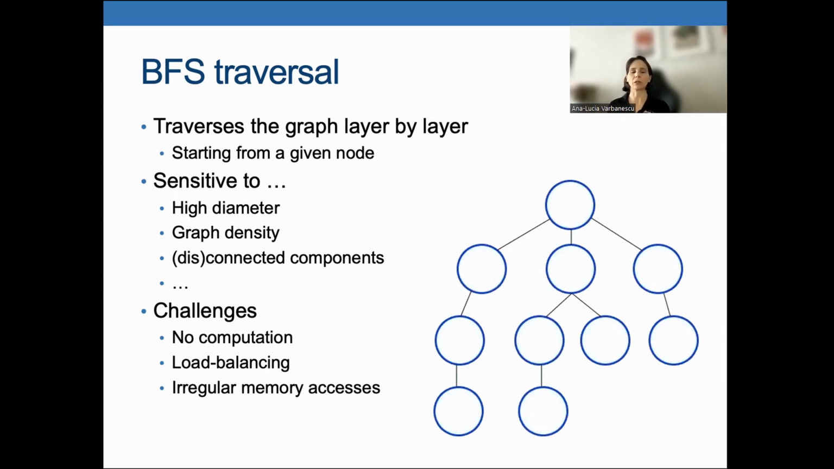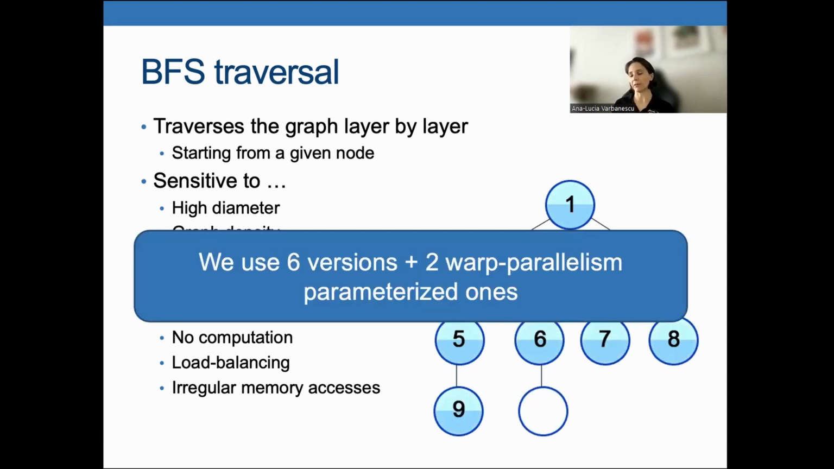The challenges here, of course, are that there's very little computation. Load balancing could be an issue, depending on how you actually parallelize this. And you have significant irregularity in the memory accesses because you're accessing this driven by the topology of the graph. So basically, the accesses depend on how you store the graph in memory. Let's just leave it at that. I will show you results from 6 different versions.